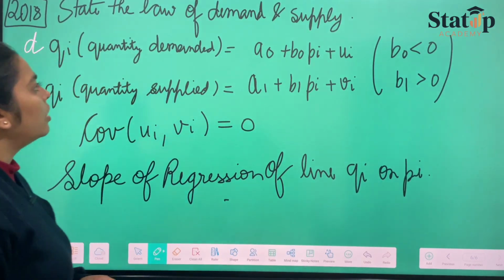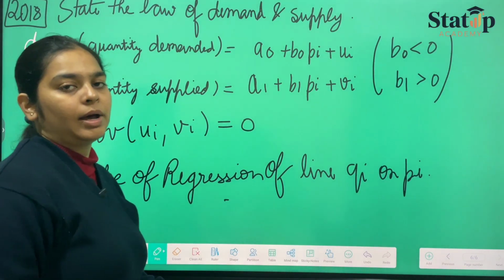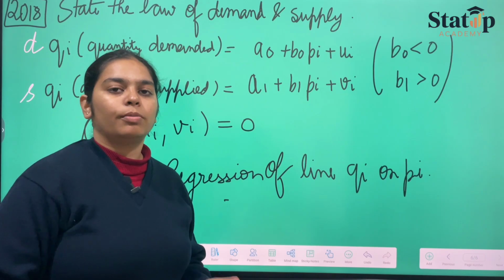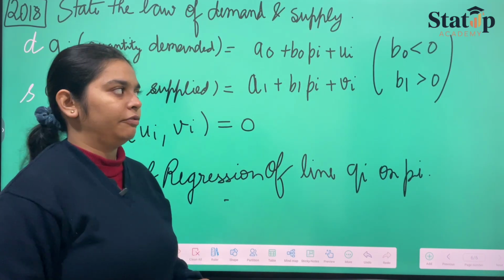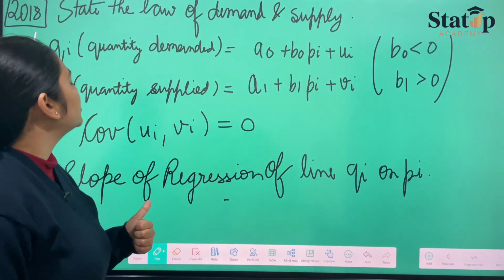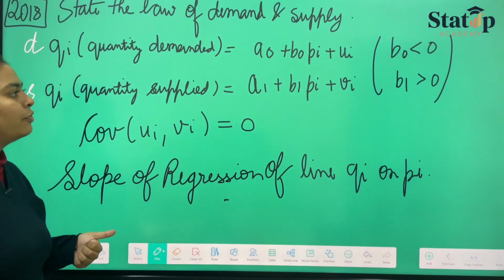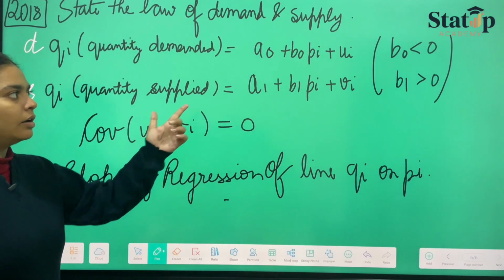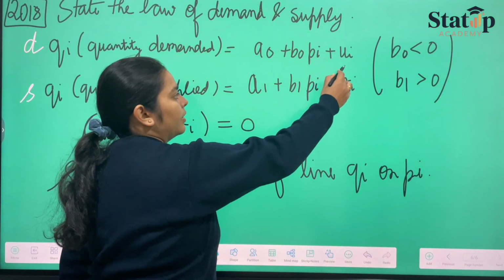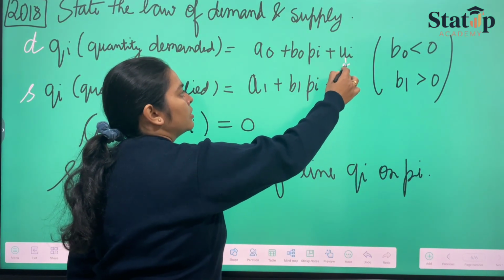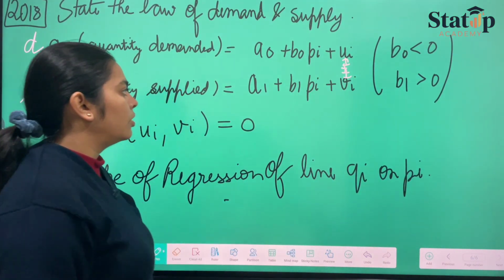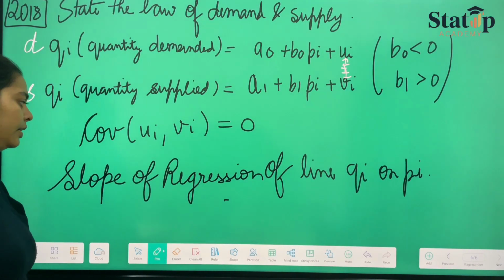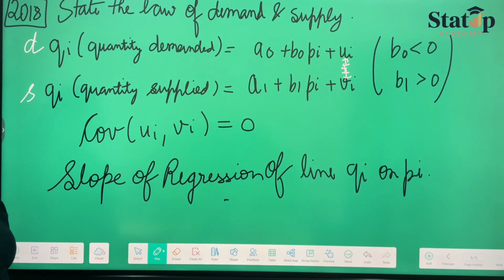This is the law which we have done in the first lecture of demand analysis, and if you don't know the law, I have written it completely there. You can go back to the previous lecture and see that video. Now coming back to the question, we have been provided with two functions, demand and supply, and the covariance between the error terms. Ui and Vi are the error terms, this and this. So their covariance is 0, means they are uncorrelated.